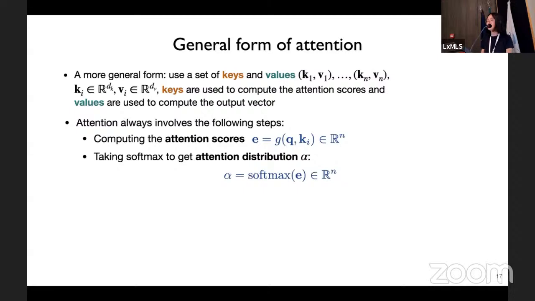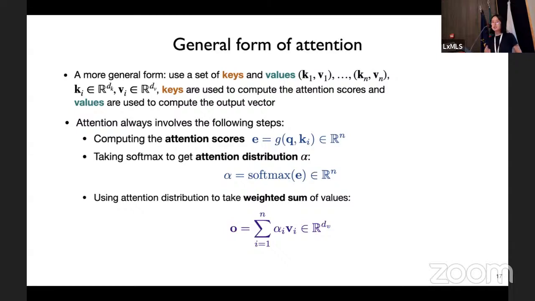And then you take softmax and get the attention distribution. Basically, apply the softmax on top of E, and you get this alpha vector, which is also an n-dimensional vector. Then you use this attention distribution to calculate the weighted sum of the values. So you get the final output vector O, which is the weighted sum of alpha i and vi, and it is a dv-dimensional vector because it sums up all the value vectors with different weights.